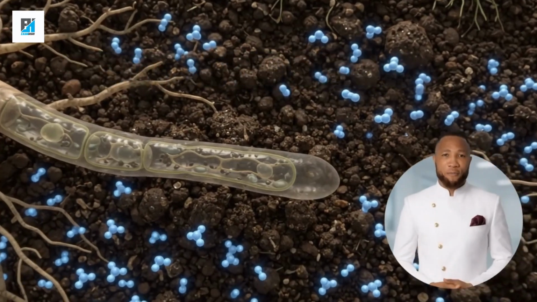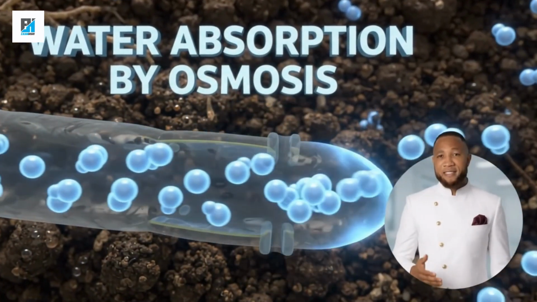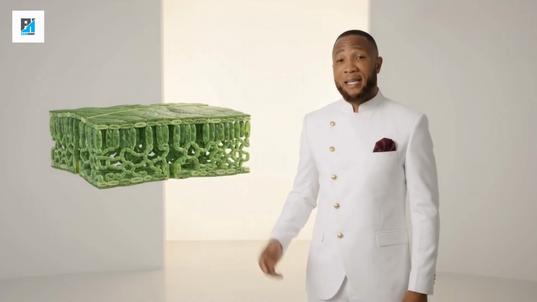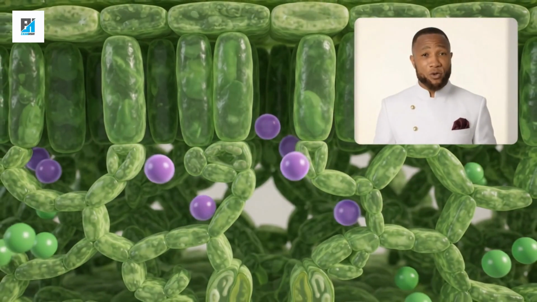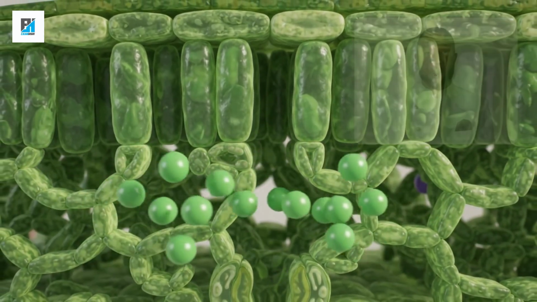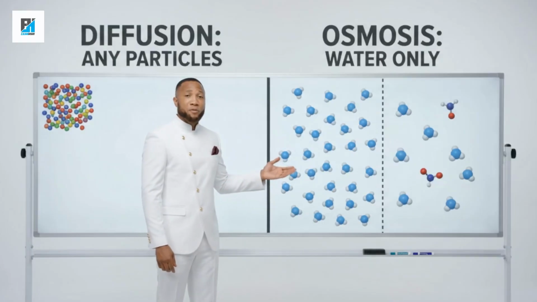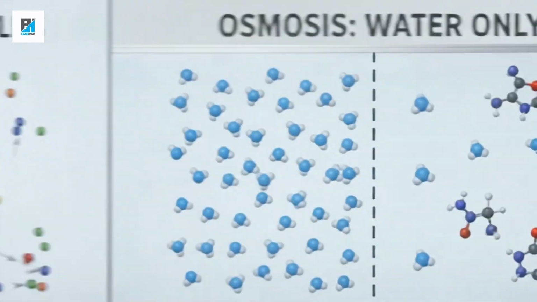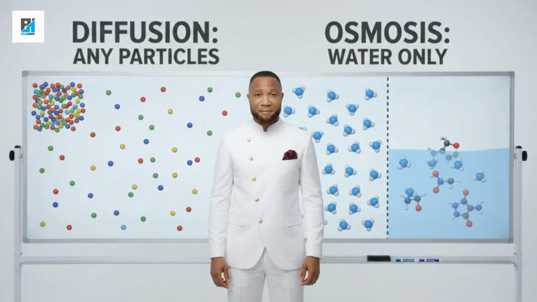Plants absorb water from the soil through root hair cells by osmosis. This semi-permeable membrane allows water to pass through easily. In leaves, carbon dioxide and oxygen move by diffusion through small openings called stomata. Diffusion involves particles moving from high to low concentration. Osmosis involves only water moving through a selectively permeable membrane.